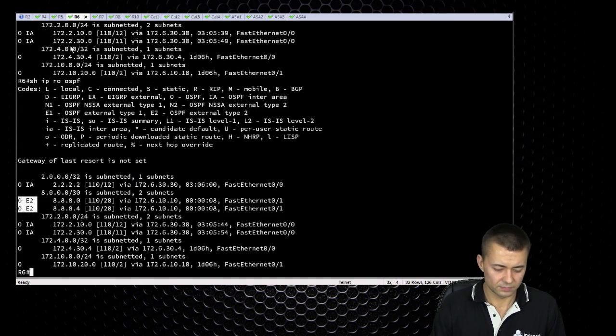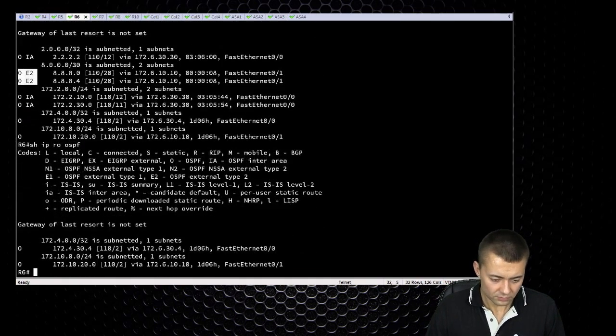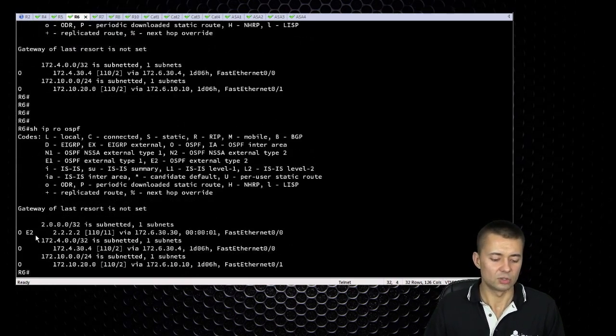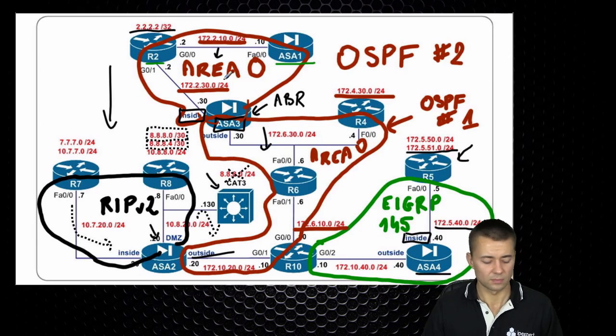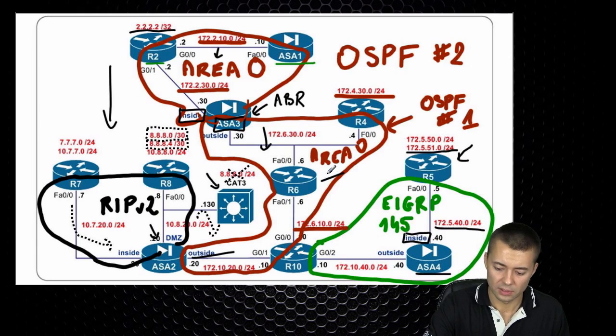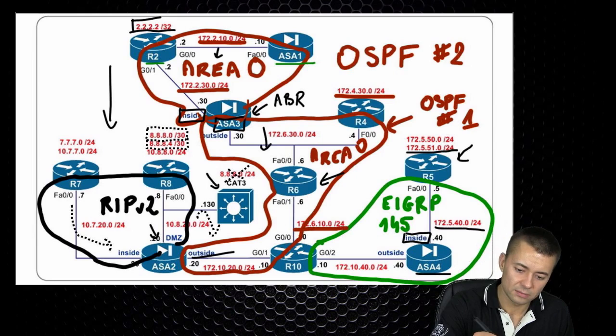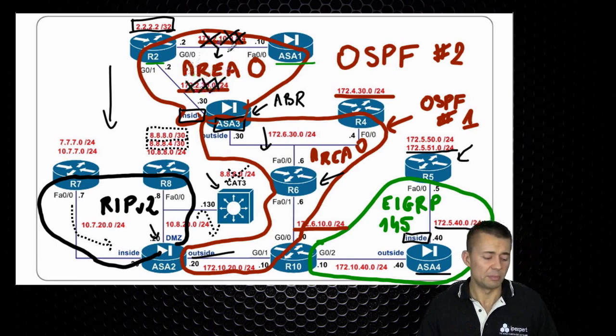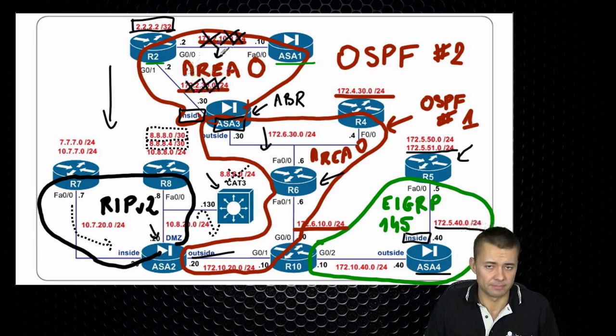So when I do this, we should see that it is going to learn about just one external route, which is 2.2.2.2. So this is this device over here. It learned about the loopback, but it didn't learn about this segment and that segment, because this is not what I matched with my prefix list in my route map.